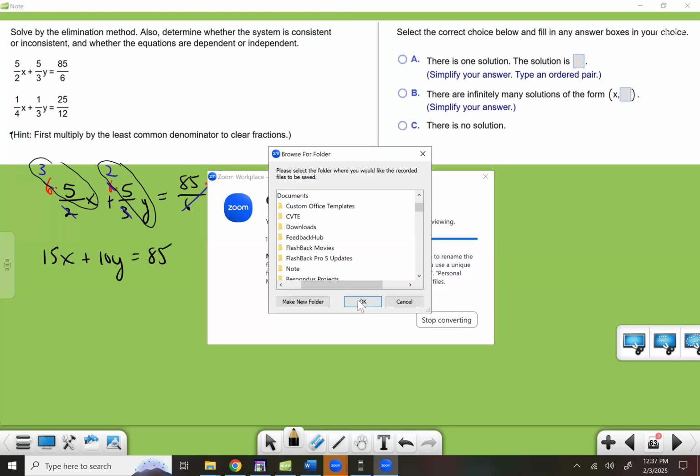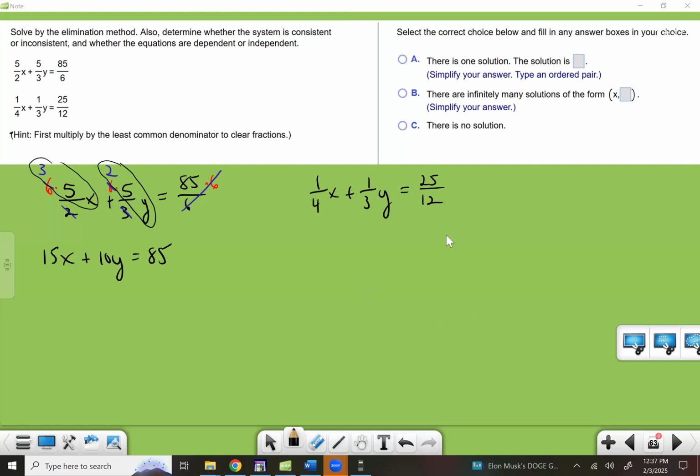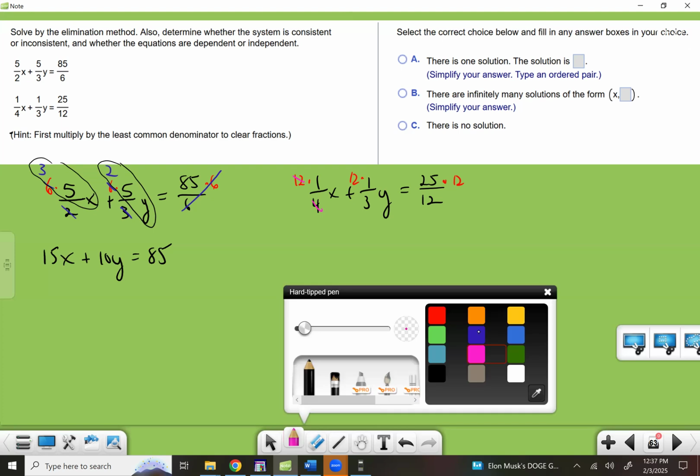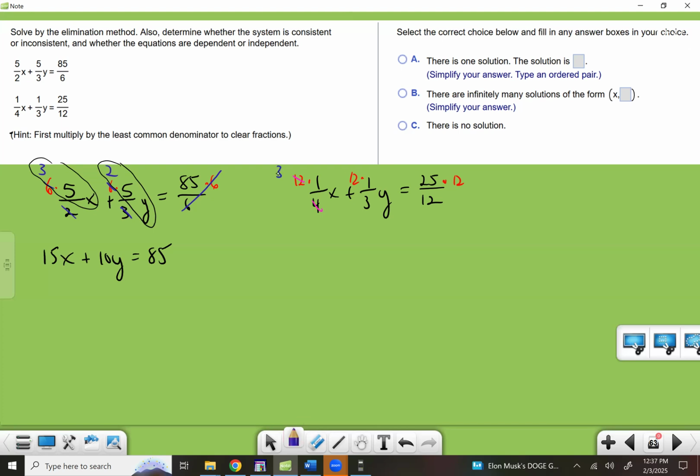Let's do the same thing over here. The least common denominator for 4, 3, and 12 is going to be 12, because all of them can divide into 12 and it's the least such number. So 4 goes into 12 3 times, 3 goes into 12 4 times, and the 12s cancel.